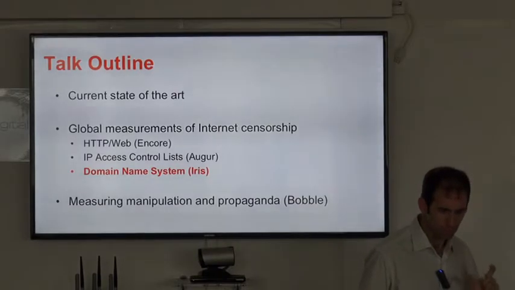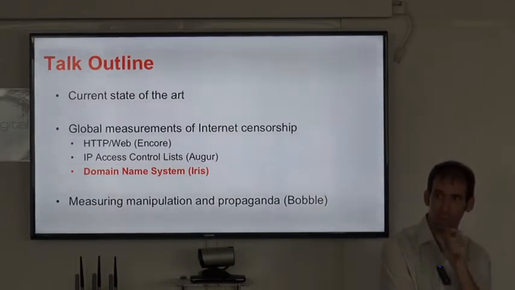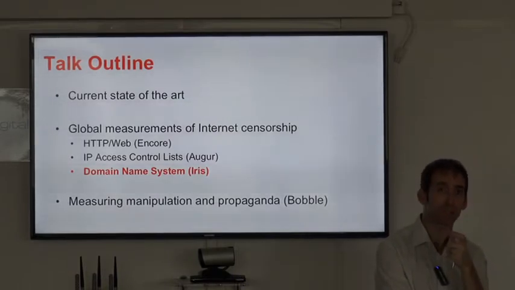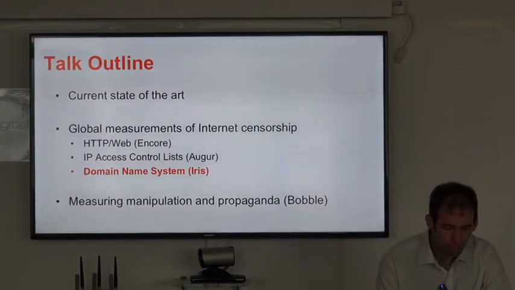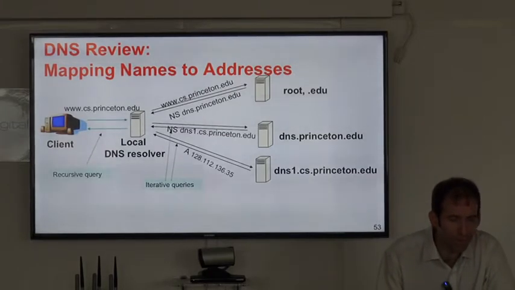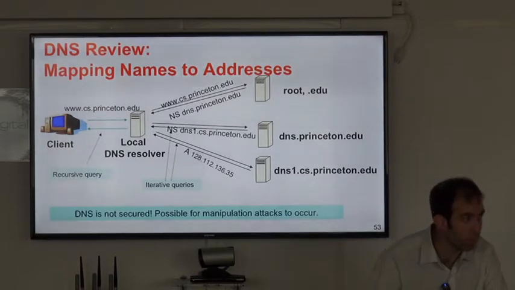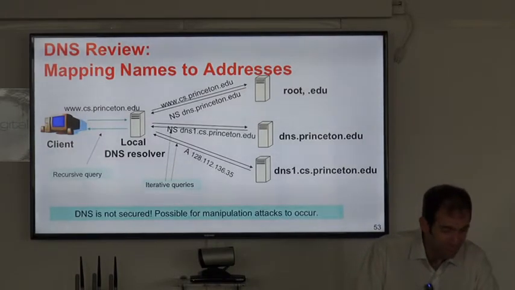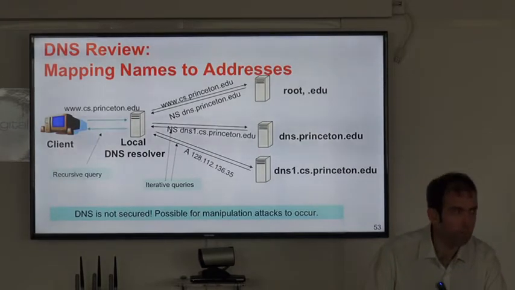Okay, so with the remaining time, I'll talk a little bit about DNS, the last way that we've been trying to measure manipulation or filtering on a global scale. So DNS. You're probably familiar with it, but here's the basic setup. We do a DNS lookup. It goes through a sequence of authoritative name servers, et cetera. This is probably all familiar. The only thing to remember for the purposes of this talk is that it's not secure. So any kind of manipulation can occur.